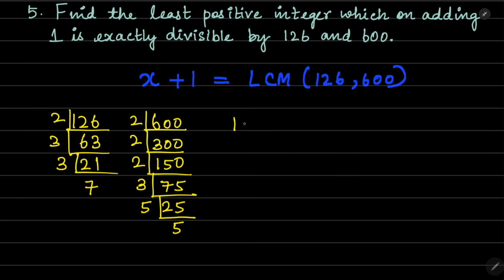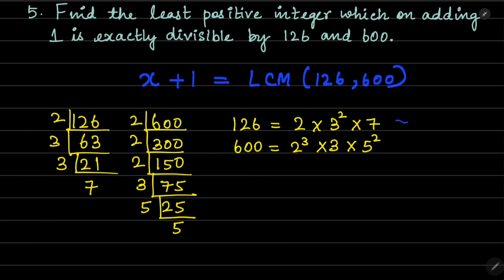So let me write the prime factorization. 126 equals 2 multiplied by 3 square multiplied by 7. And 600 can be written as 2 cube multiplied by 3 multiplied by 5 square. In the factorization of 126, I don't have a 5, so I'm going to write 5 to the power 0. In the prime factorization of 600, I do not have a 7, so I'll write 7 to the power 0.